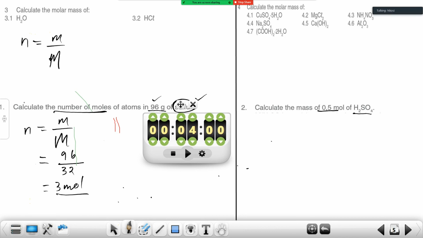Calculate now the mass of 0.5 mole of H2SO4. Remember, send your answers in the chat because I will definitely see who's getting it right and who's getting it wrong. Next time I'm going to ask for pictures of exactly where you did it. So your next 4 minutes starts right about now.